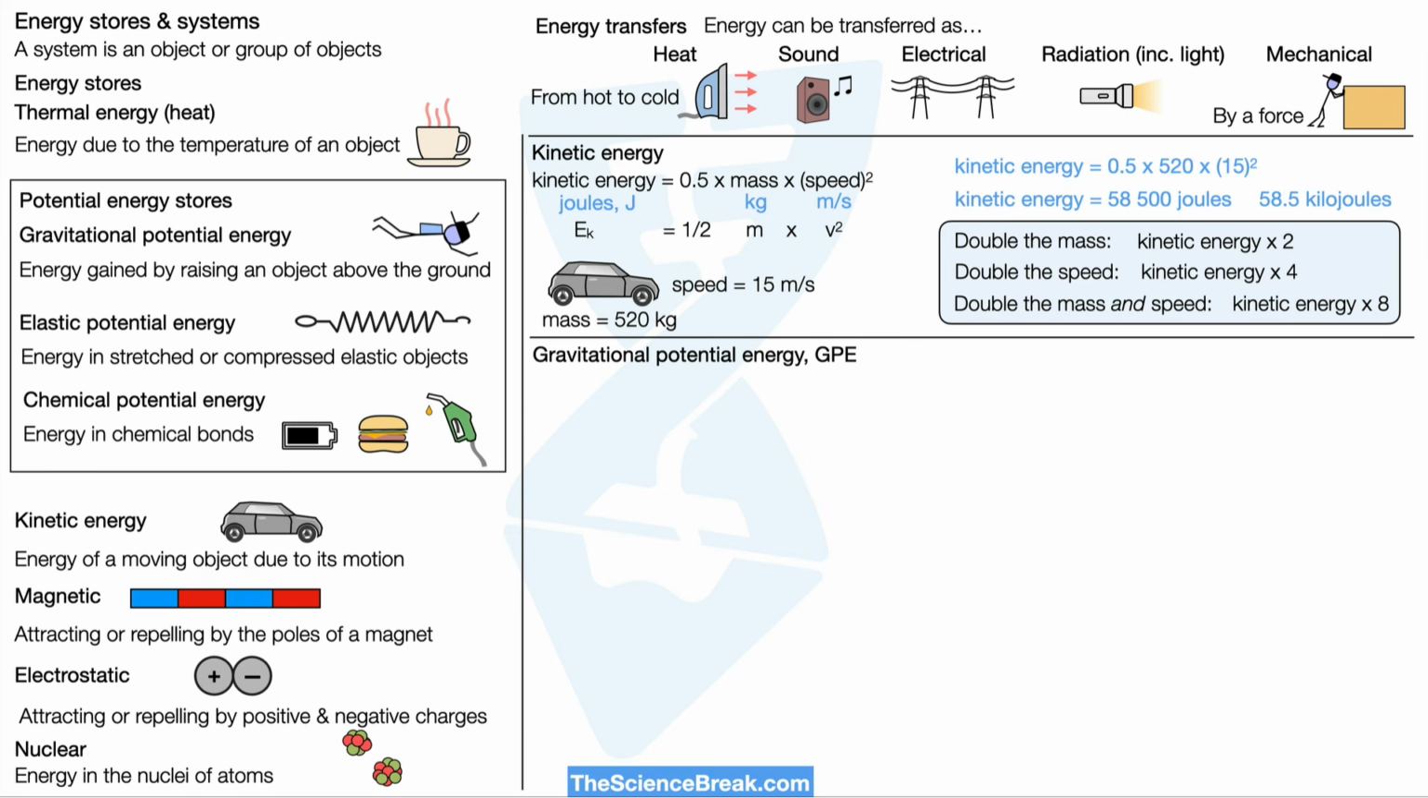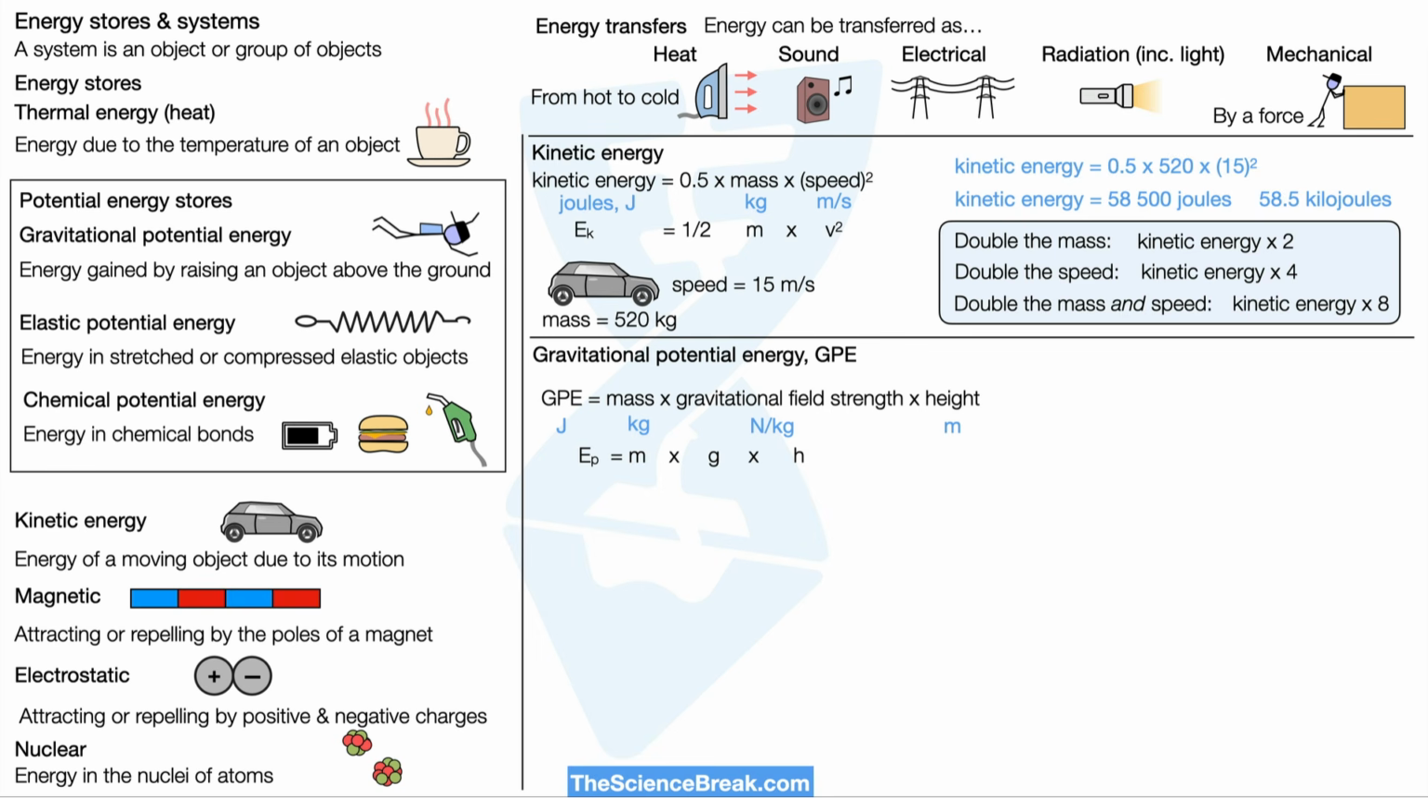Let's take a look at gravitational potential energy. GPE, or gravitational potential energy, is mass times gravitational field strength times height. Mass is measured in kg, gravitational field strength is in newtons per kilogram, and height is in meters. Gravitational potential energy, being an energy, is going to be measured in joules.